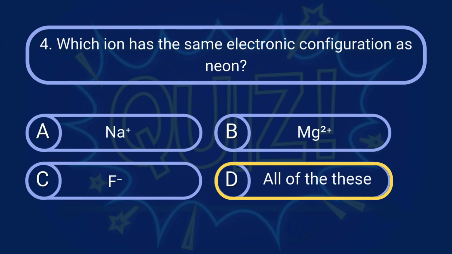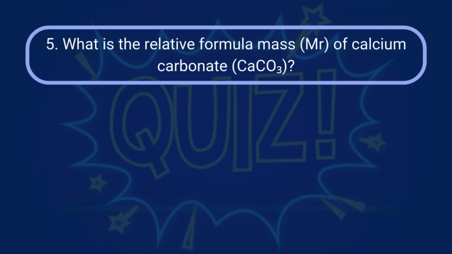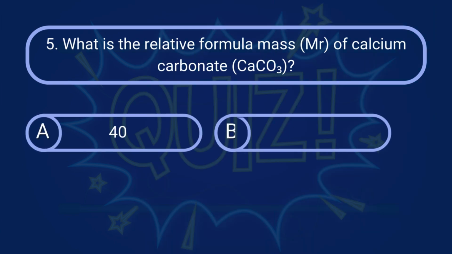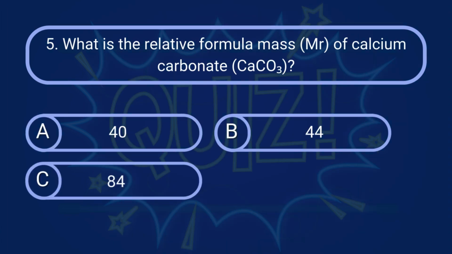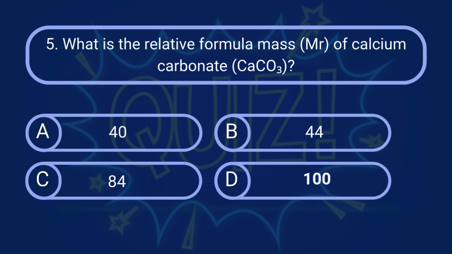Here comes another one. What is the relative formula mass of calcium carbonate? 40, 44, 84, 100. Try your luck. The correct option will be 100. Time for the next one.